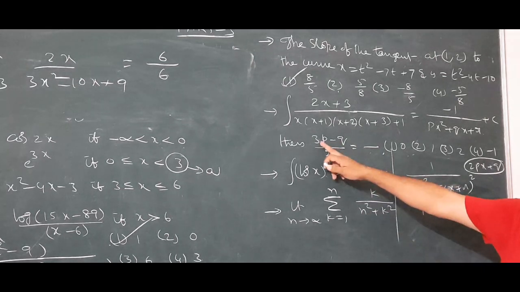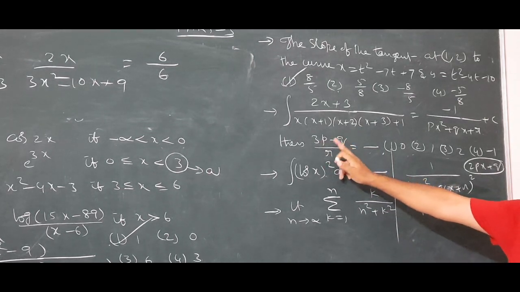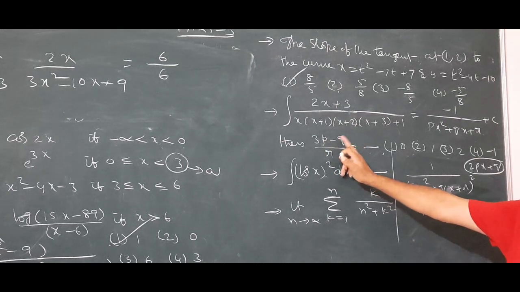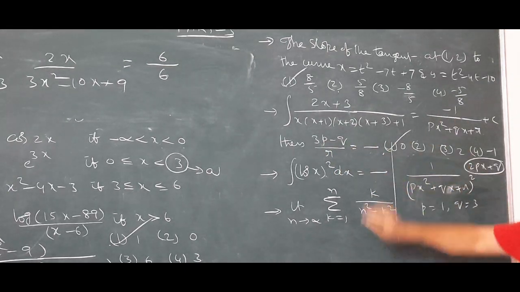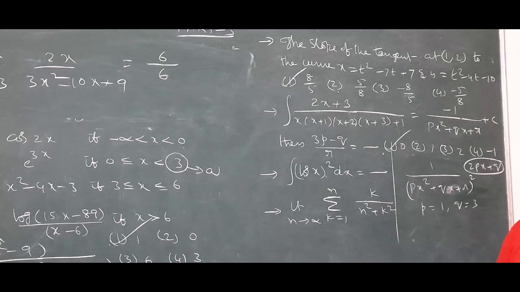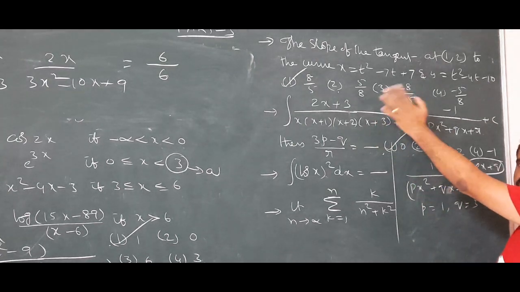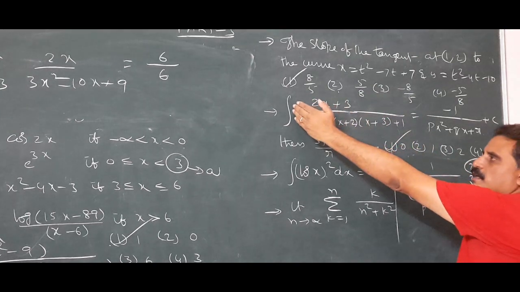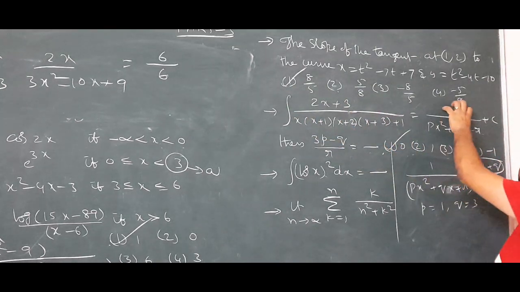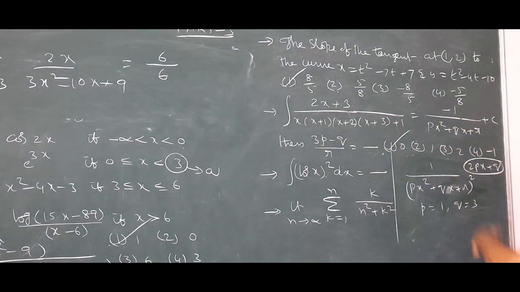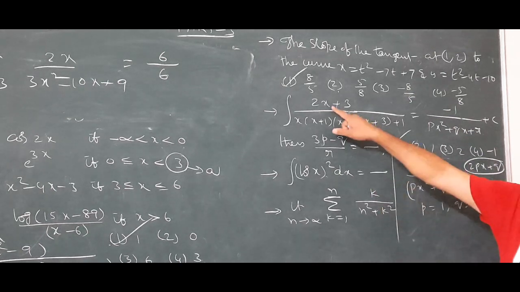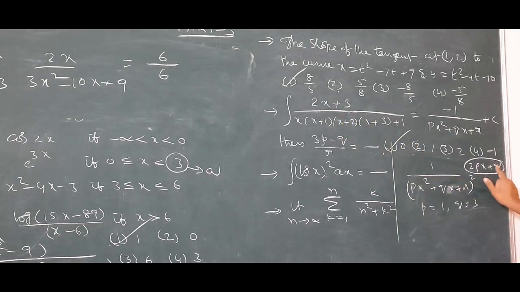Now here p = 1, q = 3, substitute: 3 minus 3 is 0, 0 by r. So the answer is 0. Don't integrate this. Just differentiate both sides. Integration is eliminated, and differentiate this. For this derivative, compare 2x + 3 equal to 2px + q.